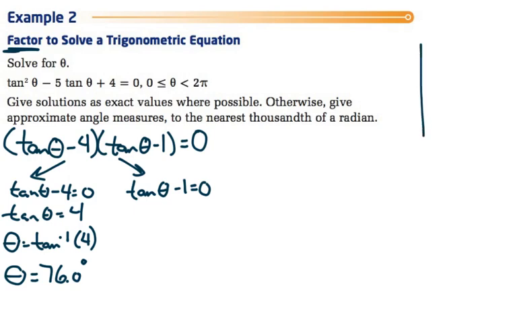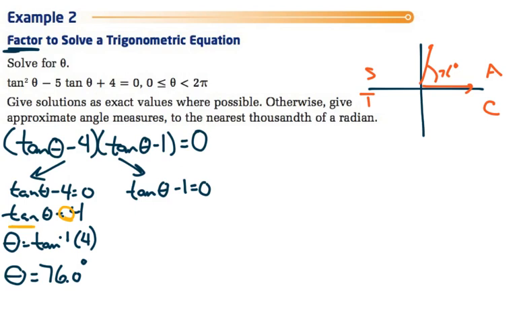Go to the xy axis. 76 degrees would be roughly here. Again, we need to follow CAST rules. We had in the question tangent equals a positive. So we need the other quadrant in which tangent is positive. That's quadrant 3, labeled with a T.